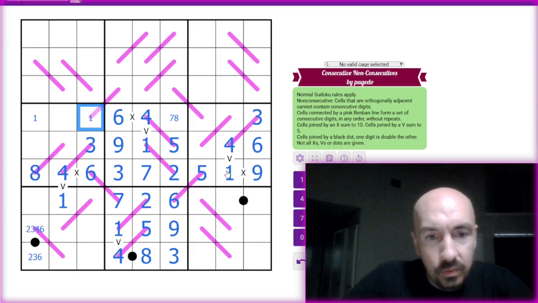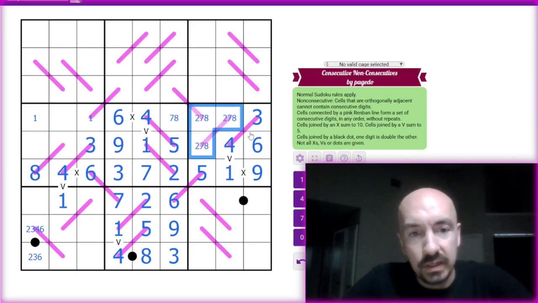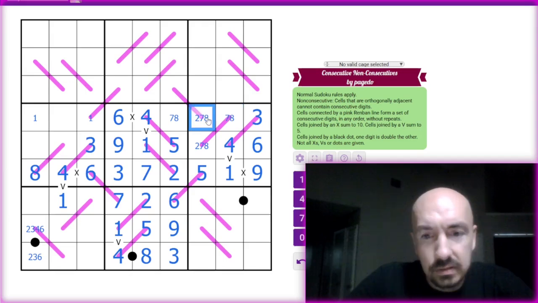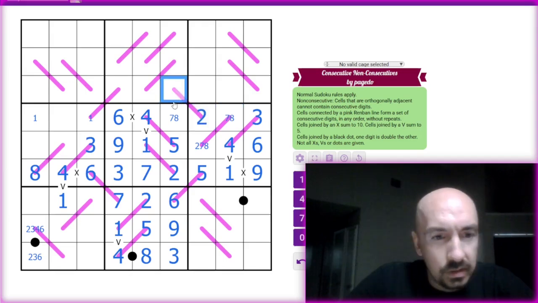What do we need here? We need a 2, 7, 8. This cannot be a 2. Right? Yeah. And that's 7, 8 already, so this is a 2. So that's going to be a 1 or a 3. 3 sees it, so it's a 1. Delete that 2. 7, 8 works there and there.